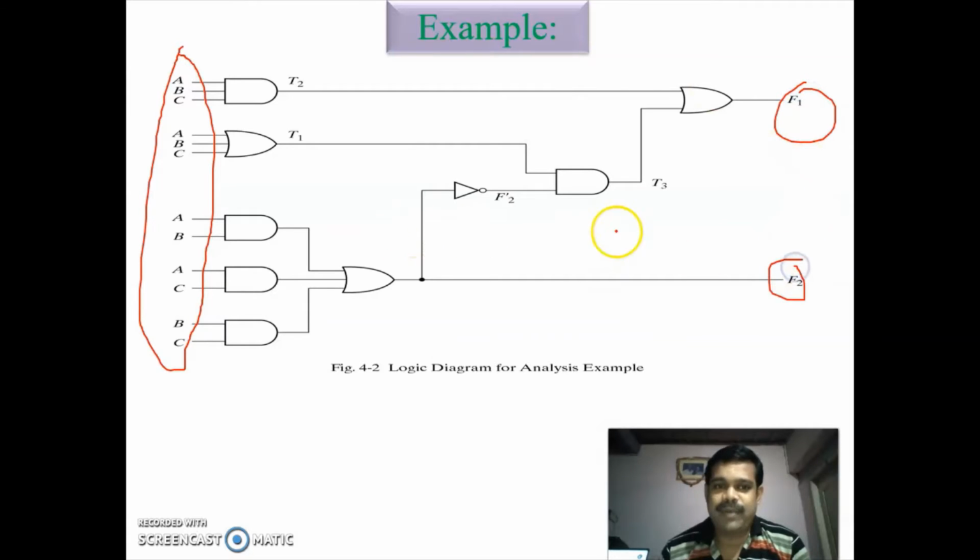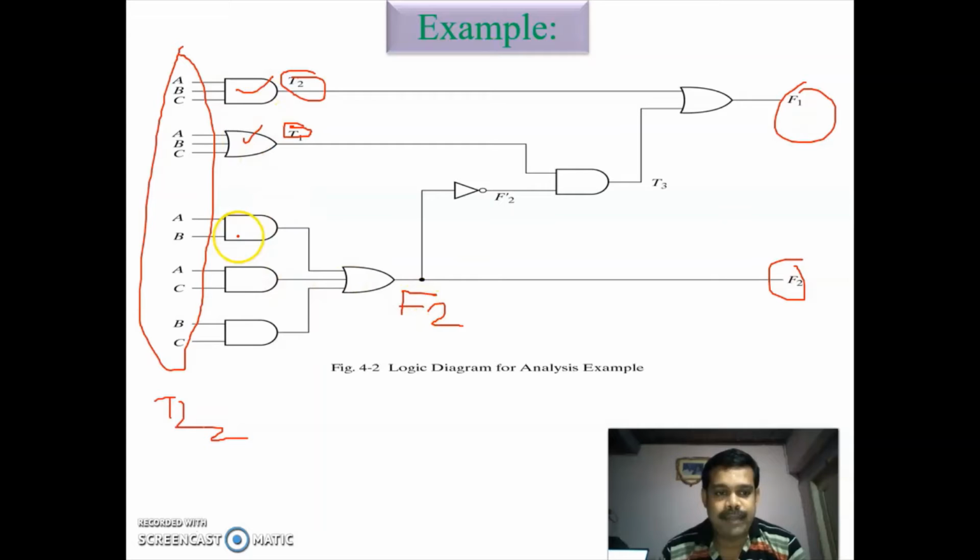So first step what we have done is we have labeled this as T1 and this as T2, and here already they have given the output as F2. So this is the first level of labeling. T2 is nothing but ABC, and T1 is A plus B plus C. This is an AND gate and this is an OR gate.